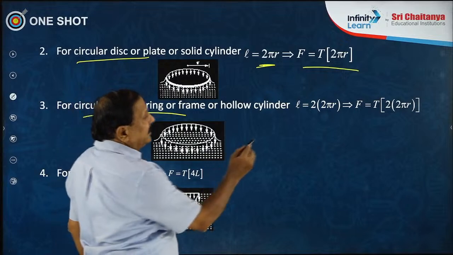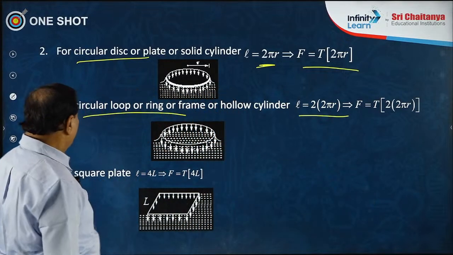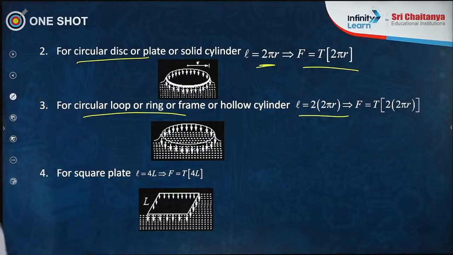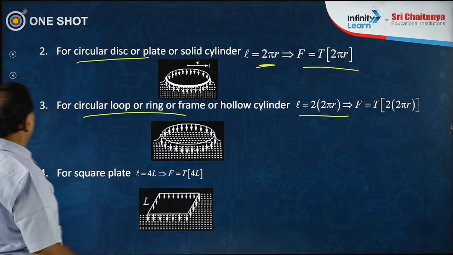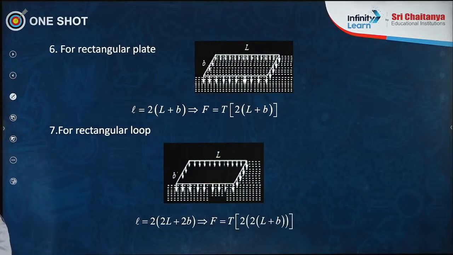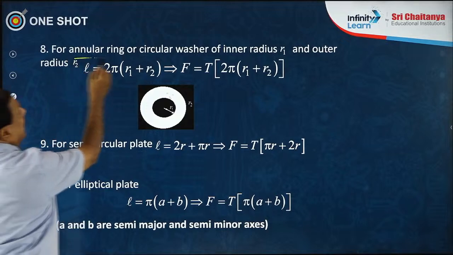Therefore, there you have to write 2 into 2 pi r as the length. Like that, in a few cases you can refer to our material, where different cases are given in calculating the forces. So, like this we have given different cases in calculating the force acting on that. Annular ring, for example, this is the annular ring.